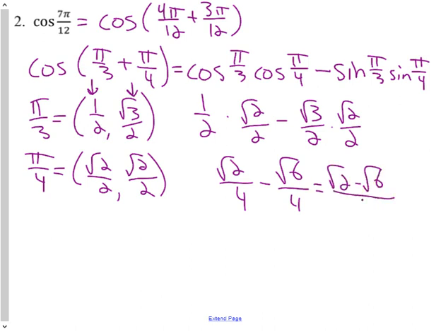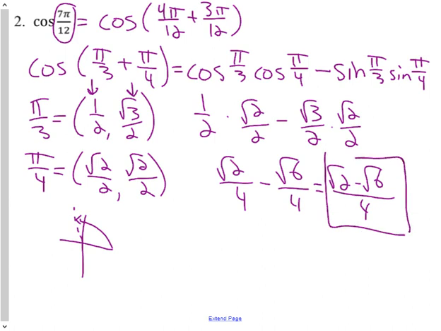Now I would say that's a negative number, so let's quickly look at our argument. 7 pi 12 is a little more than 1/2 pi, and cosine in quadrant 2 is negative, so it does make sense this would be a negative value, and there's our answer.